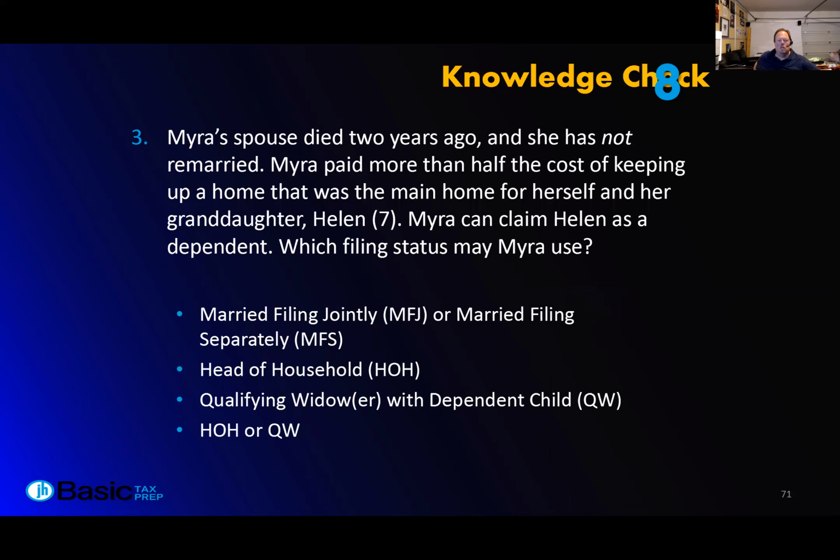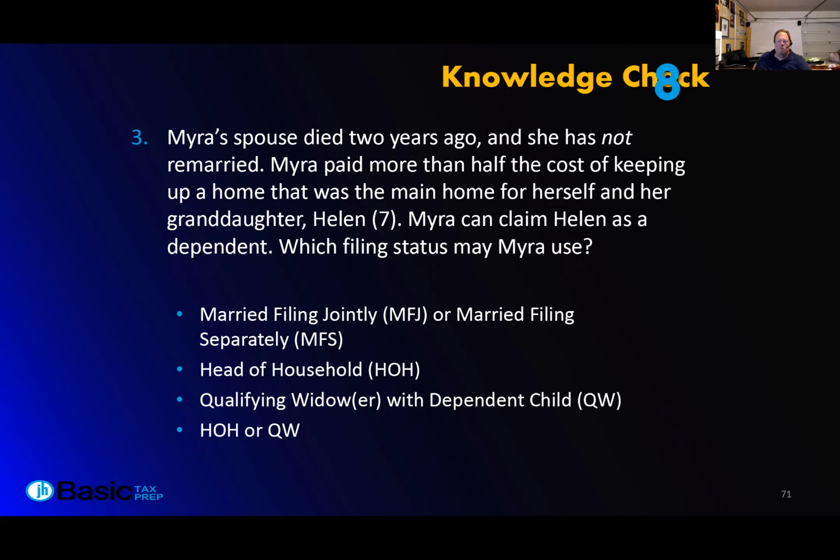Okay, Myra's spouse died 2 years ago, and she is not remarried. Myra paid more than half the cost of keeping up her home, and that was the main home for herself and her granddaughter, Helen. Myra can claim Helen as a dependent. Which filing status would Myra use? Married filing jointly. Nope. Why would she do that? She can't. He passed away. So married filing jointly or separately, we can pretty much eliminate that.